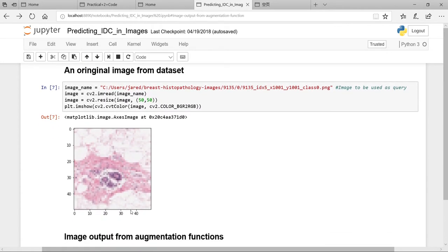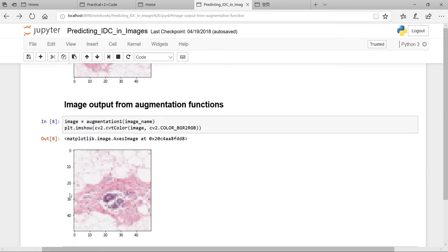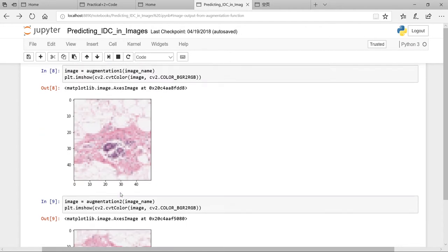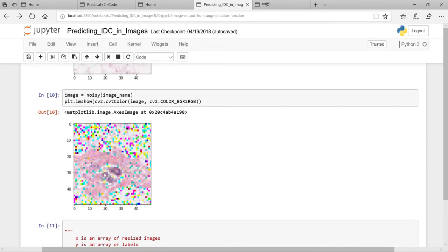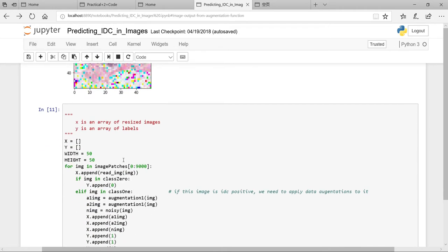Here is how the original image looks. Here is how it looks after I flip it horizontally. Here I flip it vertically. And here I apply a noise filter on it, so it looks a little bit more colorful.